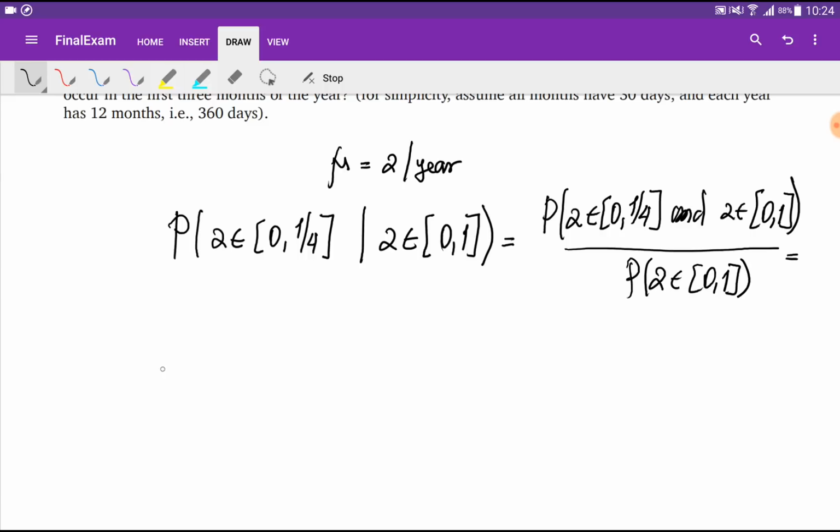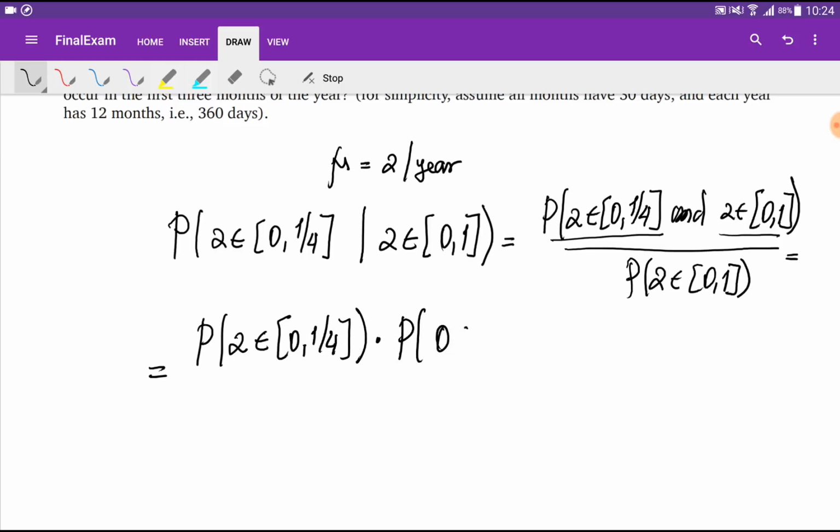So this is the probability that 2 earthquakes happen in the first quarter and 2 earthquakes happen in the same year. This is equal to evaluating the probability that 2 earthquakes happened in the first quarter, multiplied by the probability that no earthquakes happen in the rest of the year.